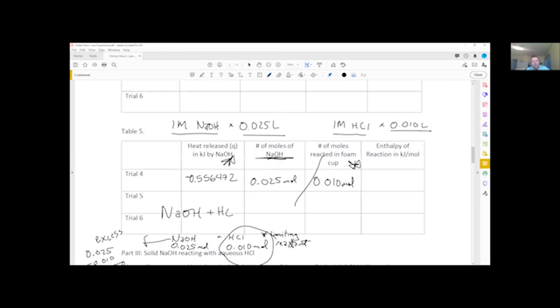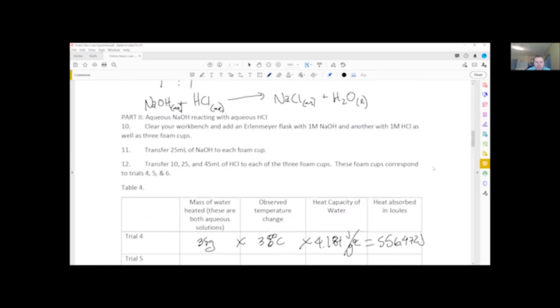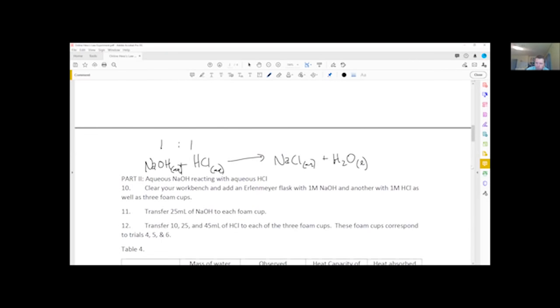Okay, so now what I'm going to do is take my 0.556472, make that a negative number, and divide it by 0.010. And I get a number that is negative 55.6472 kilojoules per mole. So now what I can look at is the delta H for this reaction.